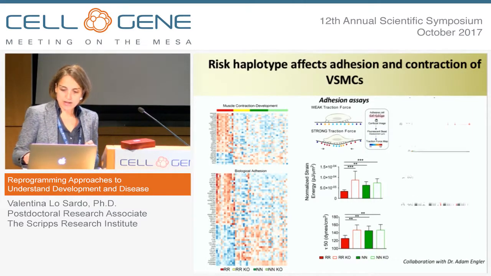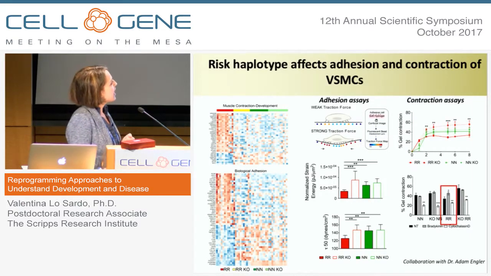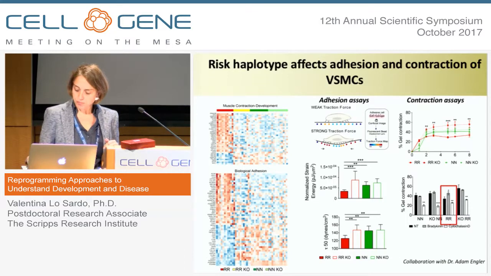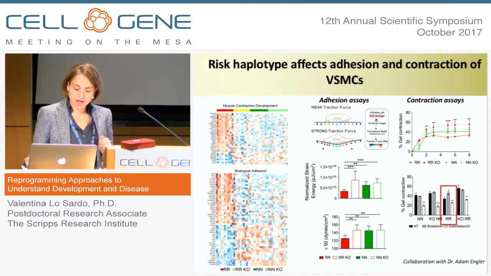So we also tried a contraction assay, and as you can see in this graph, the cells that are risk carrier are much less contractile. But this can actually be rescued if you do some pharmacology and you use drugs like bradykinin that can increase contraction. We are able to rescue the cells, meaning these cells are able to contract. So we can actually test drugs for that.